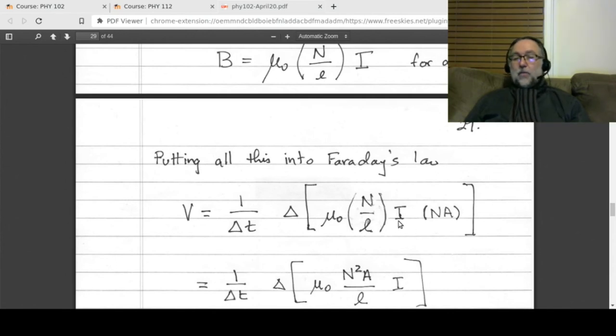Now, this doesn't look like the formula we had above, but it is. It's delta the flux. Here is the flux, that's delta the flux divided by delta t. I just pulled the delta t out front so that it's a little easier to see. And everything in the square brackets here is the flux. Now, what's going into that flux? Well, B is going into the flux, and here is B for the solenoid: mu naught N over L times I. That's your B for the solenoid. And then it's multiplied by A, but A counted N times. So there's your NA like that.